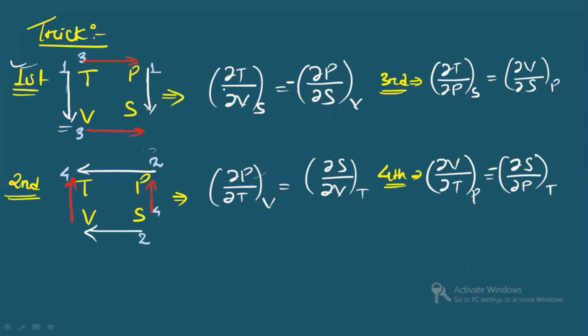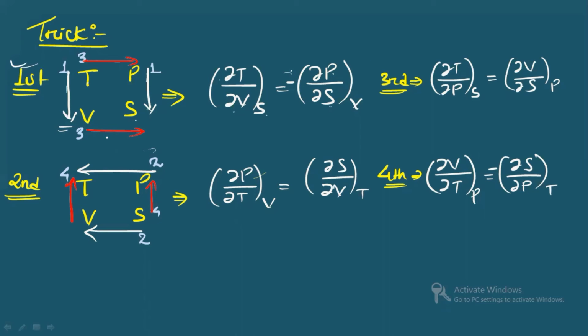So you just write it as del T del V equals del P del S. The constant for V is S here, and for S it's V. Now you see S and P in the derivative are on the same side, so you have to put a negative sign. This is applicable in all four equations. Clear? Now we will see the second one.